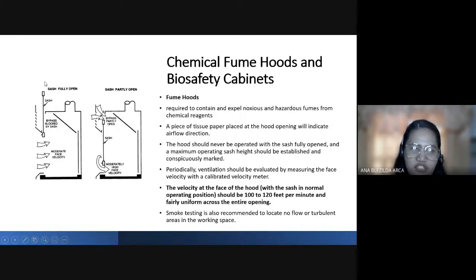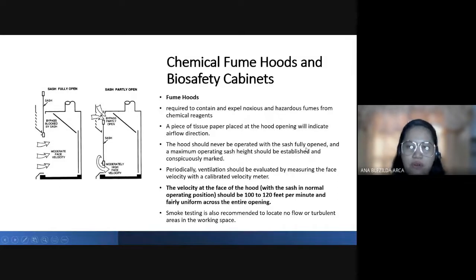Tapos may harang din siya. Ito, ang tawag sa harang is the sash, this one. So kapag nakababa yung sash na yan, kamay mo lang ipapasok mo doon. Tapos yung hangin papasok sa loob and then lalabas din siya dito sa taas. Okay? So, kapag naman, partially open lang yung sash, yung hangin papasok dito, and papasok din doon, tapos lalabas pa rin sa labas, sa taas. Okay? Sa taas pa rin ang labas ng hangin. Hindi ka maeexpose talaga directly sa mga chemicals.